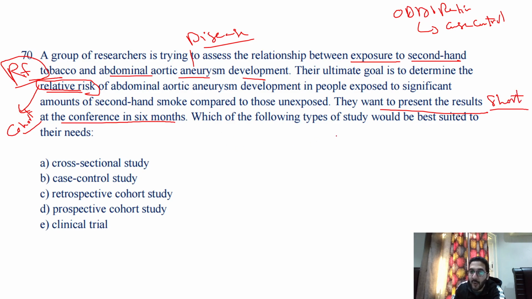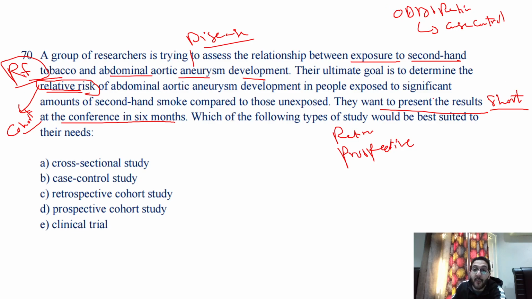Because we have two kinds of cohorts. We have retrospective and we have prospective. It's the same cohort. But the thing is, here we are a little bit short in time, so we need something that's quick. We don't have to follow them for years because, by the way, abdominal aortic aneurysm usually develops in patients who are very old, like above 60. So 6 months won't be enough to develop abdominal aortic aneurysm. So you need fast results.